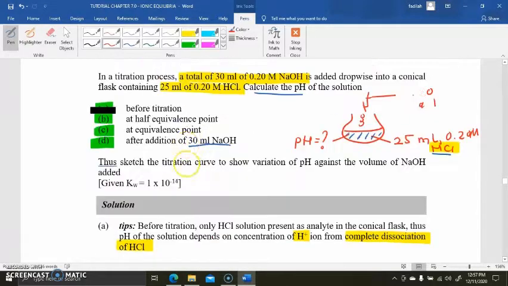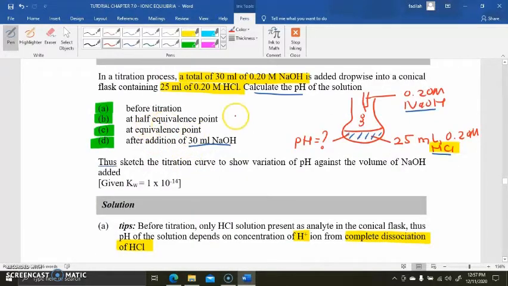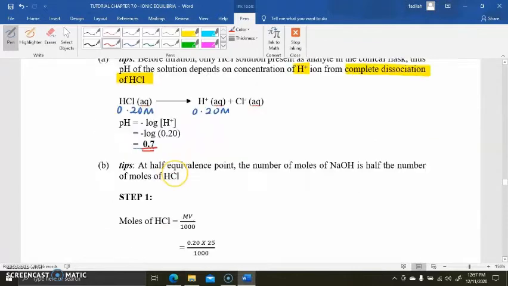So, B. Calculate the pH at half equivalence point. Apa tips penting dekat sini kelas? You have to know that kalau equivalence point, number of mole of base NaOH is equal to number of mole of acid dalam conical flask, HCl. Tapi kalau half equivalence point, meaning that the number of mole of base yang added adalah separuh, half the number of mole of HCl.